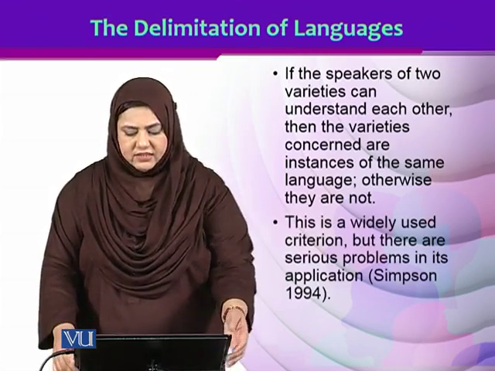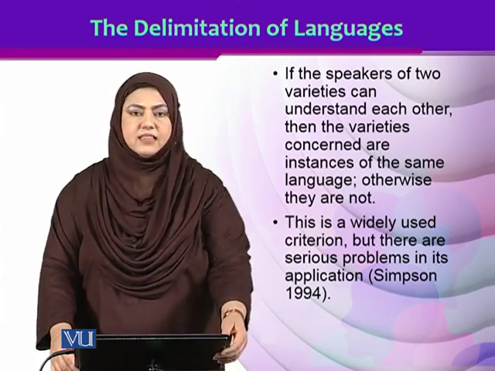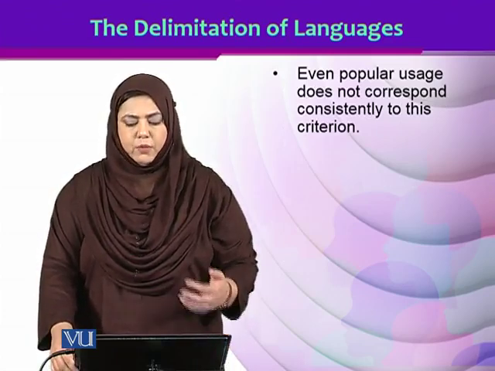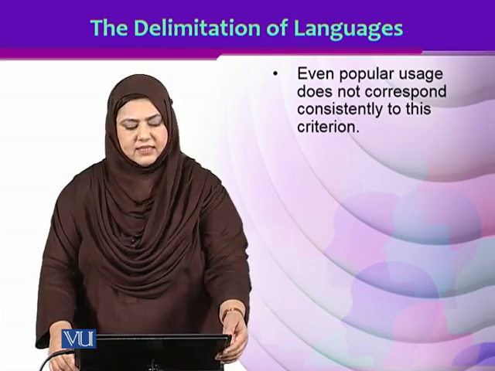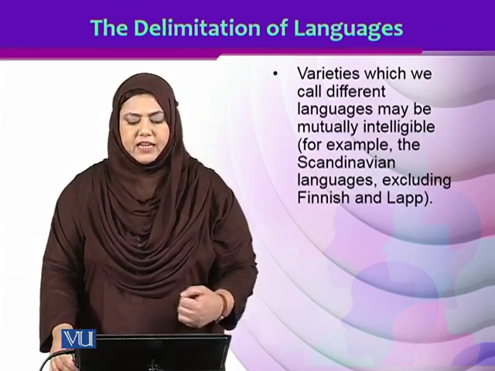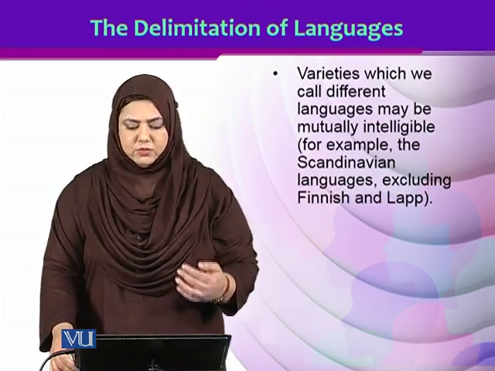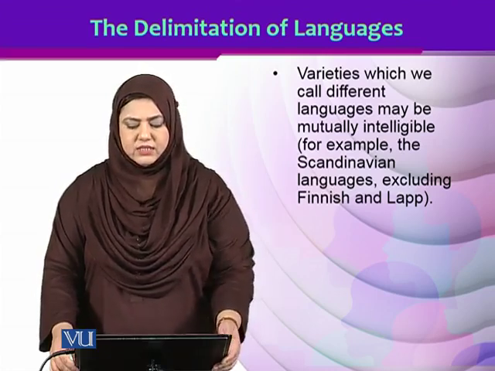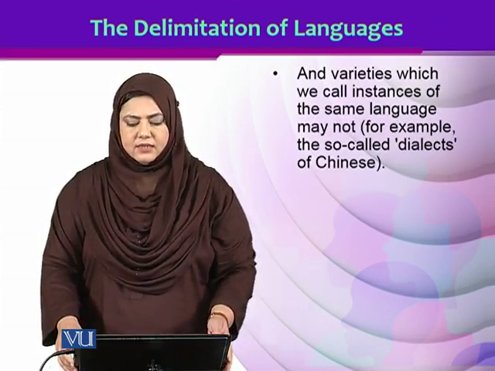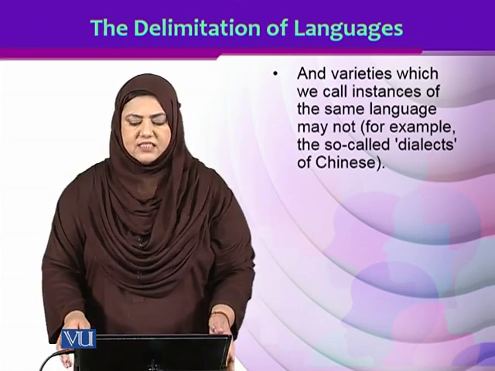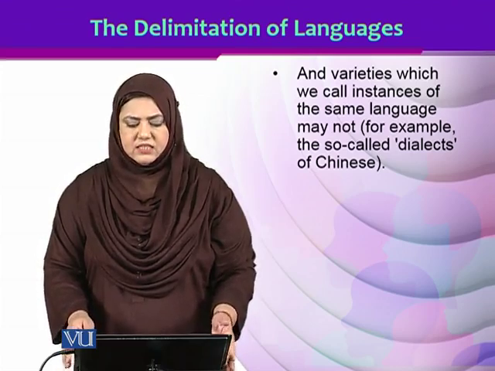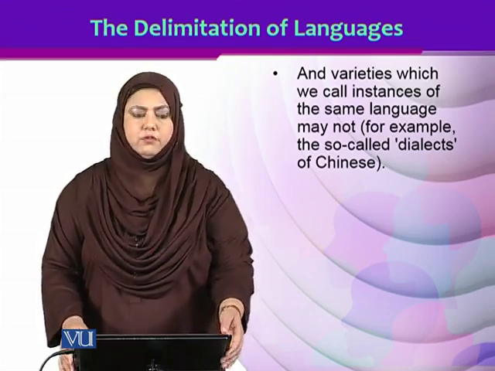As I have said, this is a general criterion, but it has a lot of serious problems attached to it, because even popular usage does not correspond consistently to this criterion. There are varieties which we call different languages that may be mutually intelligible, for example, Scandinavian languages, excluding Finnish and Lapp. On the other hand, there are varieties which we call instances of the same language, but they are not mutually understandable by the speakers of these varieties, for example, the so-called dialects of Chinese.